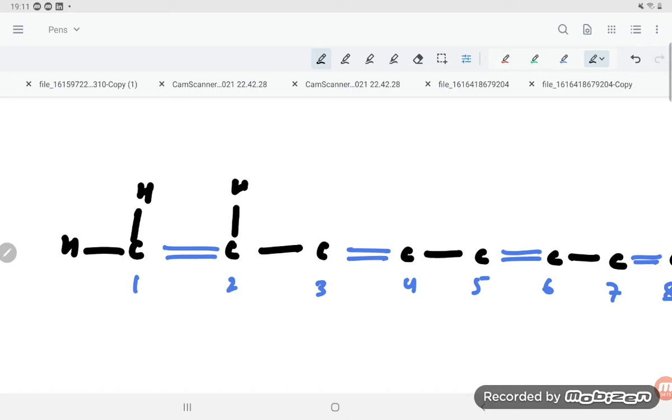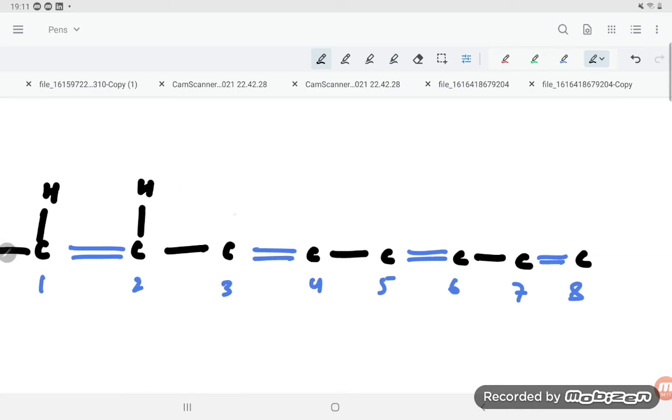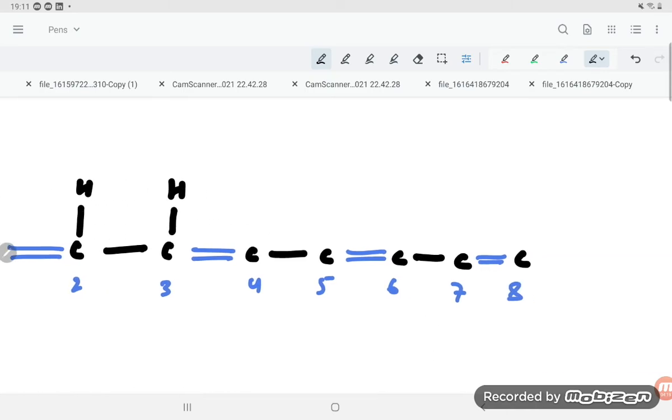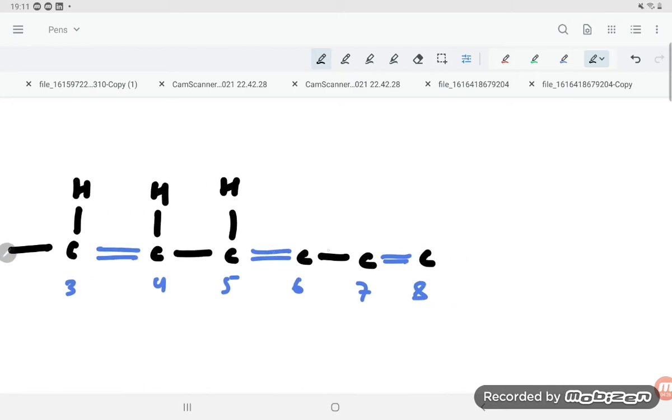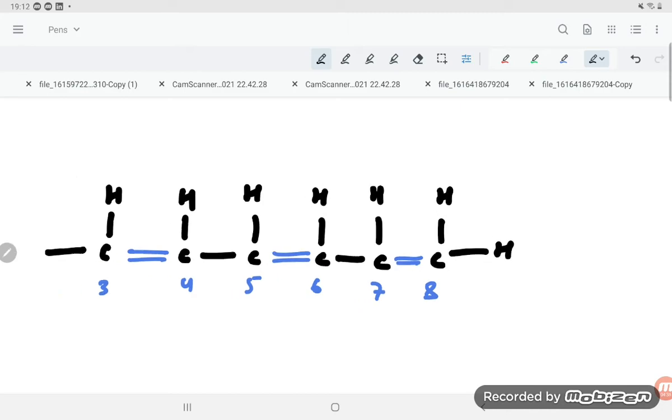So here is hydrogen, for this one 1, 2, 3. Here is hydrogen, here is 1, 2, 3. Here is hydrogen, and here is 1, 2, 3. Here is hydrogen, and here is 1, 2, 3. Here is hydrogen, and here is 1, 2. So here is hydrogen and here is hydrogen, dear students.